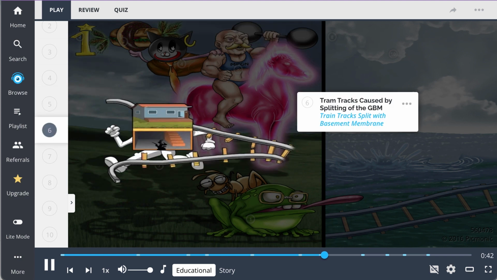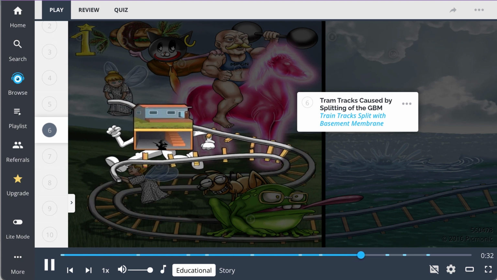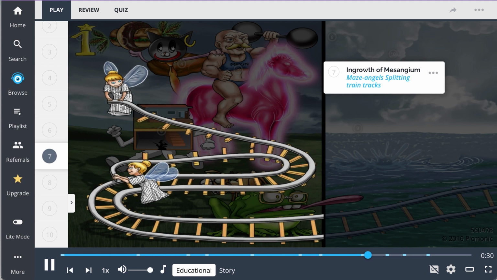Microscopy shows tram tracks caused by the splitting of the glomerular basement membrane, shown by the train tracks that are splitting, and the basement of the house splitting as well, which represents basement membrane. This is caused by ingrowth of mesangium, portrayed by the mesangium maze angels pulling apart the train tracks.